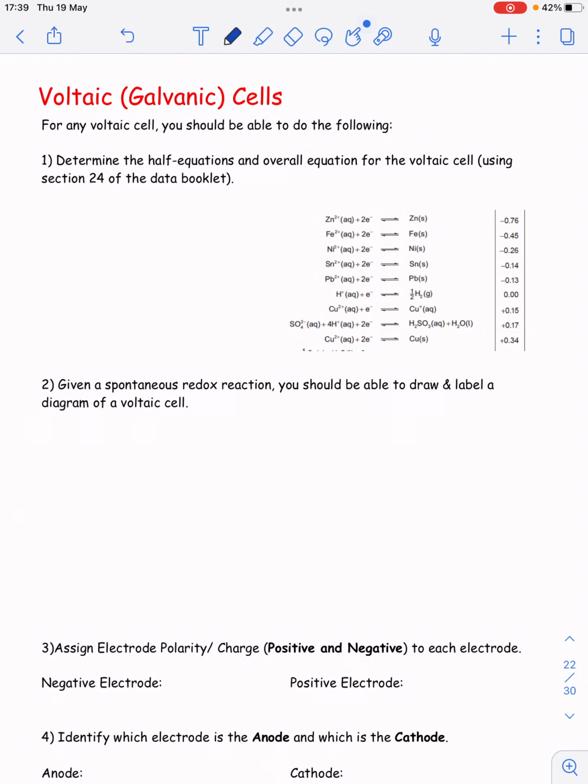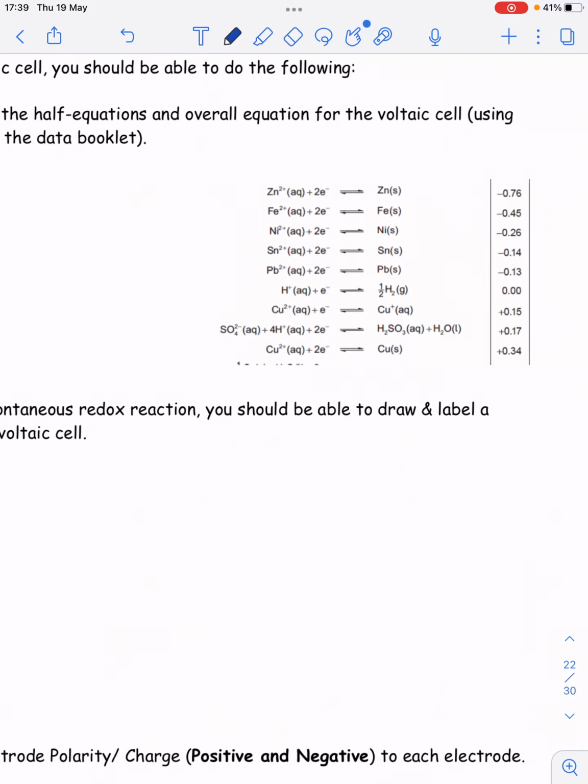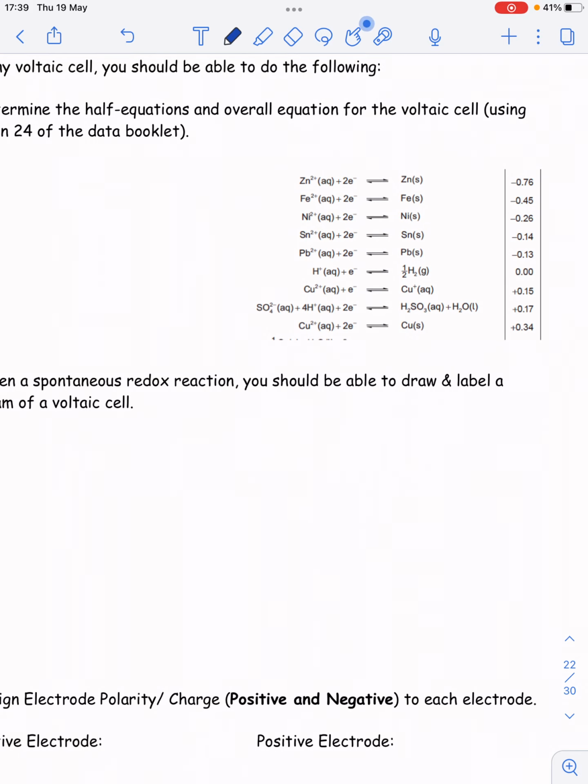So what information do you need to be able to know when solving voltaic cell questions? The first thing is that they can give you different information about the reaction and expect you to figure out which reactant is undergoing oxidation and which reactant is undergoing reduction. Now it all comes back to the concept of the activity series and table 24.